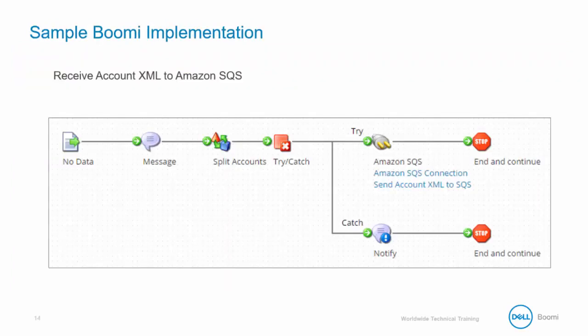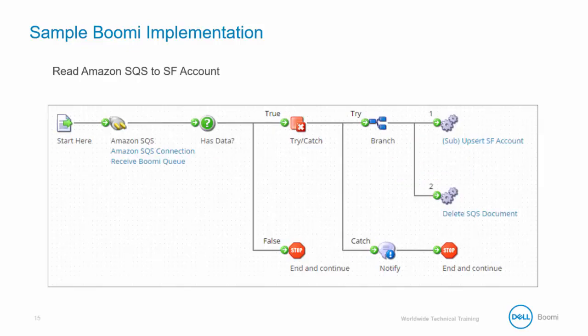In this sample process, we are querying for account data. The process is showing starting with a no data and then a message shape, but you can imagine a start shape connector is there. The data is then split and goes through a try catch before sending the documents into the Amazon SQS queue service. This is the contributing queue process.